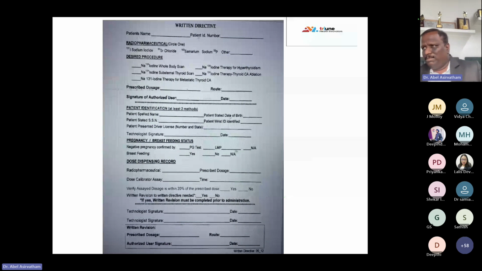So this is an example of a nuclear medicine prescription where you have the patient's name, patient ID, radioiodine, whatever you can select, decide procedure, prescribed dosage, signature of the authorized user, patient spelled name. Since it's a new slide, I thought I'll probably give you an example of this. Technologist signature, and whether the patient is pregnant or not, and what precautions you will take. Dose dispensing of the radiopharmaceutical, then prescribed dosage, dose calibrator assay time, verify assay dosage is within 20% of the prescribed dose, and whether a revision to the directive was needed. If yes, the revision must be completed prior to administration. So this is just an example to help you understand.